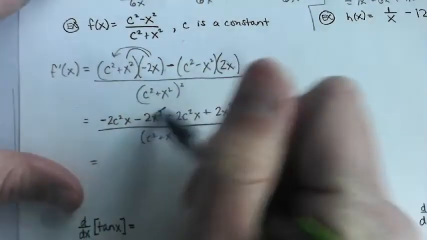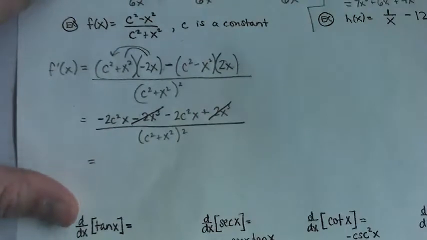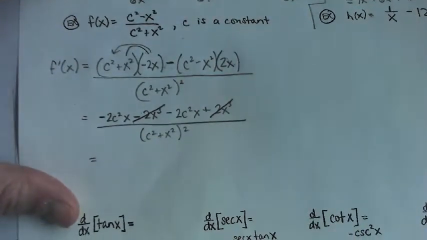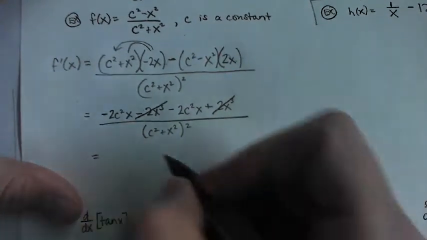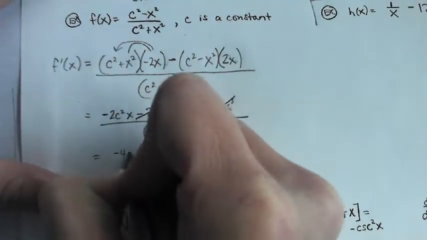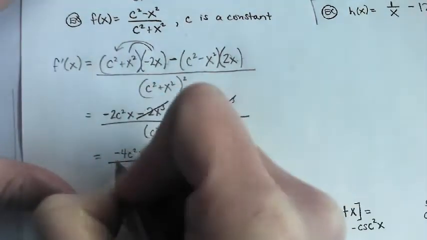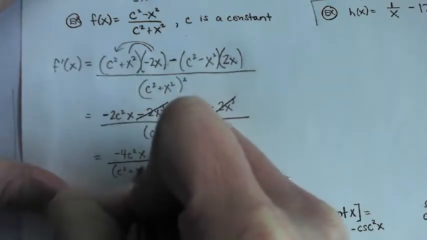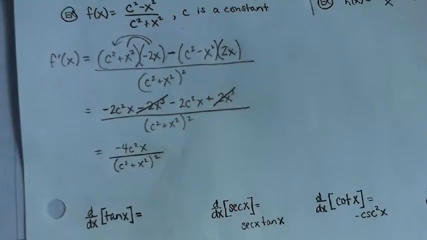In your numerator, the negative 2x cubed, positive 2x cubed cancels. The negative 2c squared x minus 2 more c squared x is going to be negative 4c squared x. And that's that.